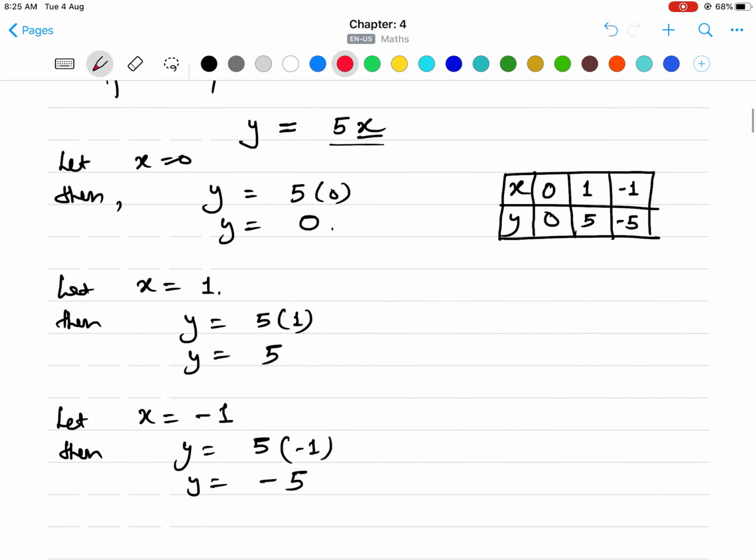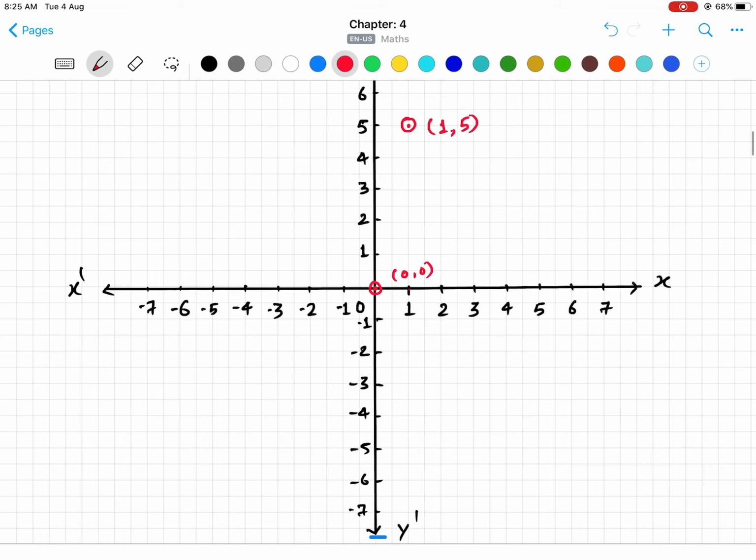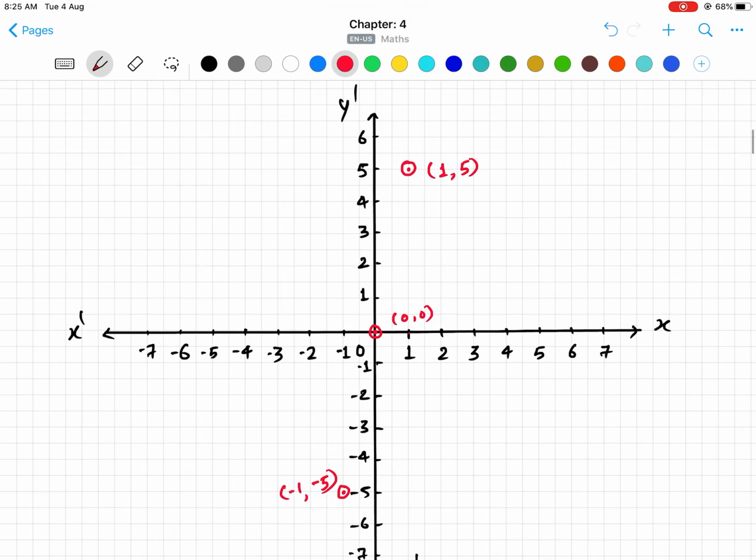And the third point we have x -1 and y is -5. So x -1 is here, y -5 will be in the downward side. So that's our point here, x -1 and y is -5. So we got the 3 points. Now we have to draw a line for joining these points.